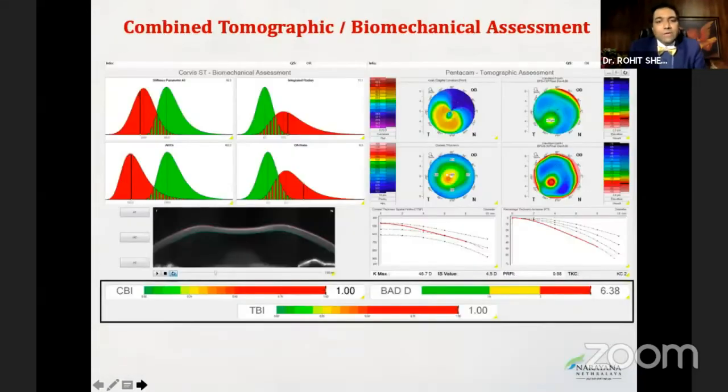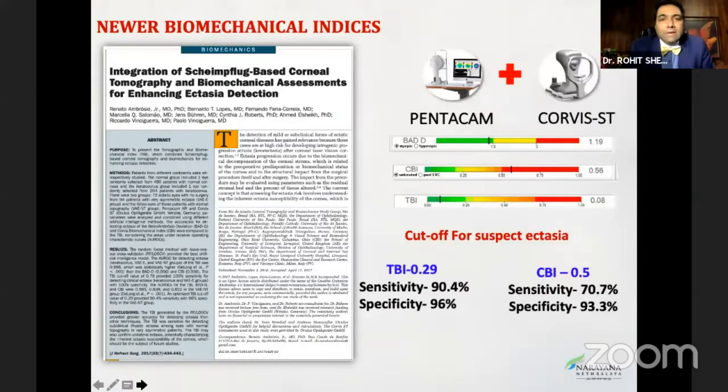So what we do is we have these indices, the CBI, TBI, and the BAD-D. CBI comes primarily from your Corvis. TBI is a mix of Corvis and other topography indices. Most of this paper has been published by Renato and his group. You can see that the sensitivity and specificity of it is quite high. The only caveat here is that it has not been tested on Asian eyes, and this data is all Caucasian or South American eyes. So we have to take this with a little bit of caution, because the data is not tuned to our population.